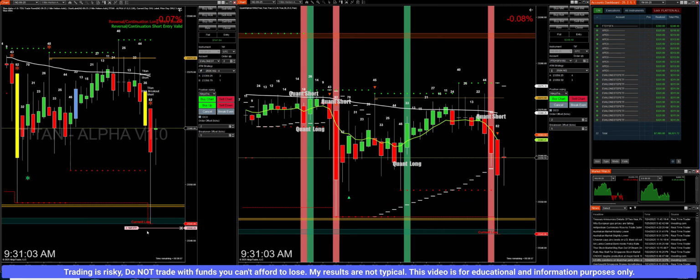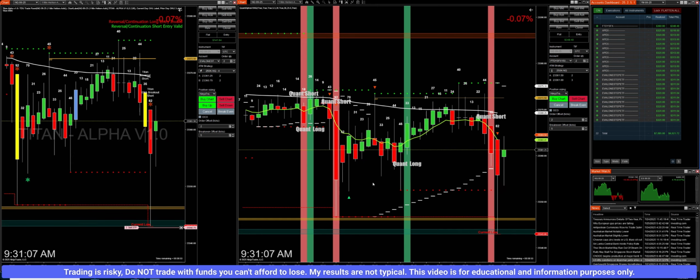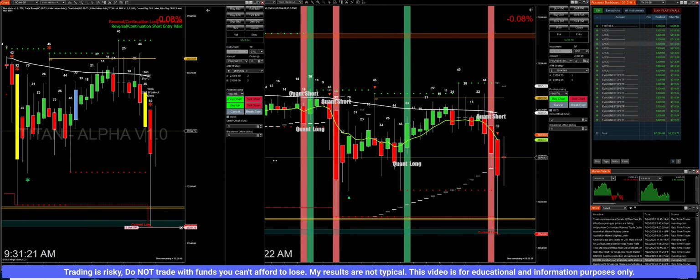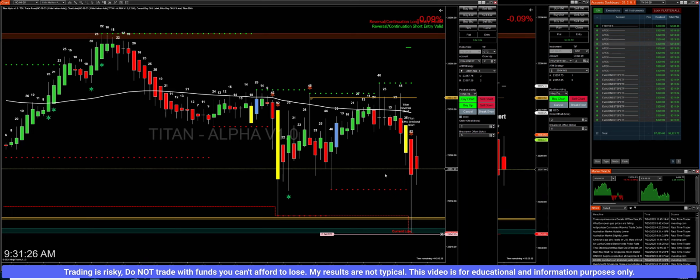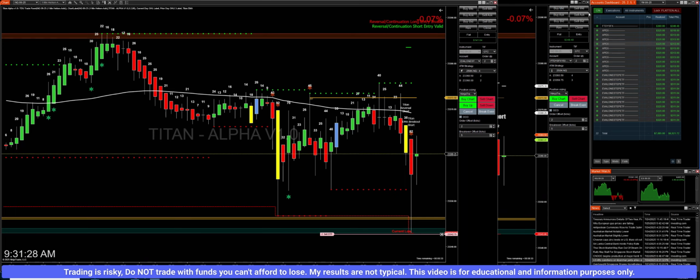Now the bot's taking an S3 here. I need to fix my offset. So we'll let the bot run a little bit. So you can see we hit our daily goal for the manual system. And let's make this window a little bigger here so we can all see it. Turn off my copier.